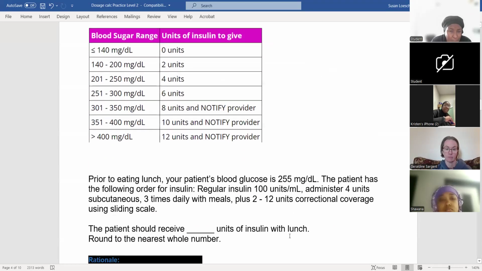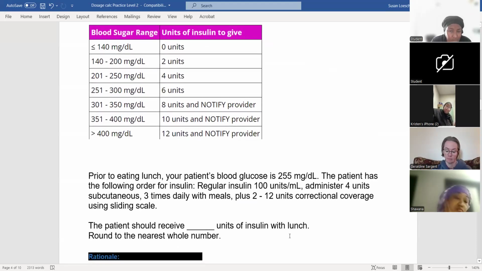Now, at the next question, prior to eating lunch, your patient's glucose is 255. Patient has an order for regular insulin, 100 units, and they get 4 units sub-Q 3 times a day with meals, plus 2 to 12 units of correctional coverage using the sliding scale. So when you do this one, you first have to calculate how much he is going to get regular. So what is he getting regular with every meal? 4.